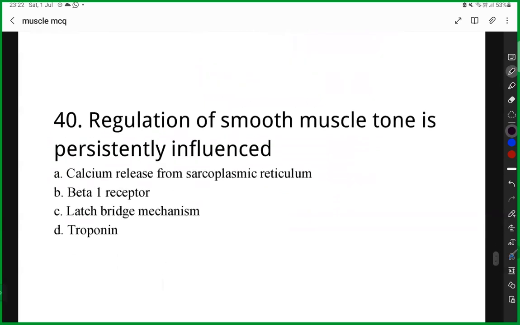Now, regulation of smooth muscle tone is persistently influenced by the latch bridge mechanism. I told you your smooth muscle can be maintained in a prolonged state of partial contraction with very little use of ATP because of your latch mechanism, where your myosin cross bridge remains attached to your actin for some time after cytoplasmic calcium concentration falls. This phenomenon is very, very important in vascular smooth muscles, like in your intestine, etc.